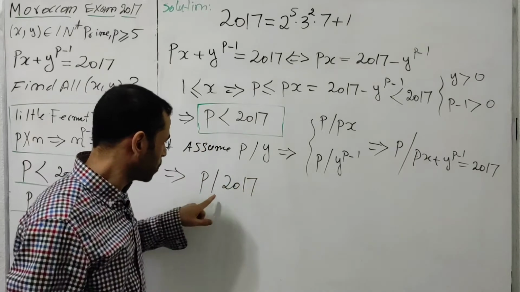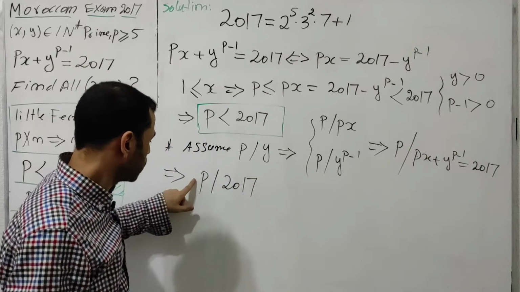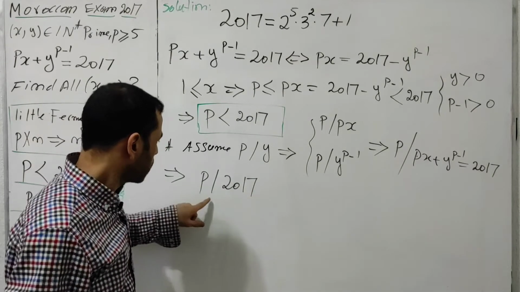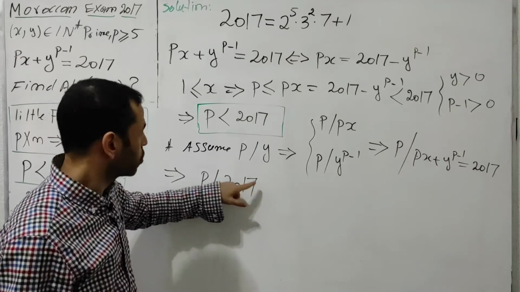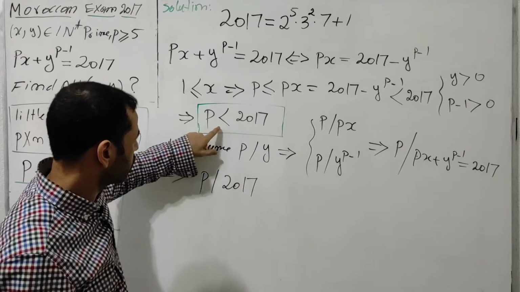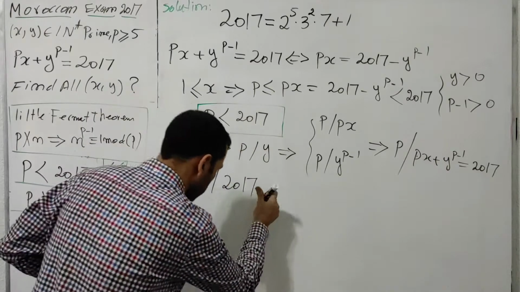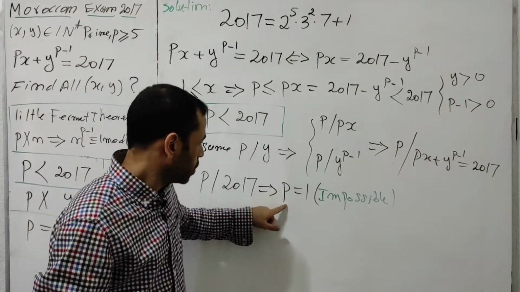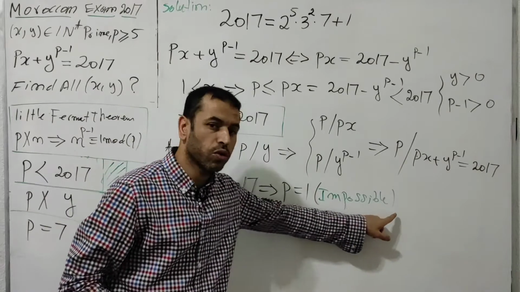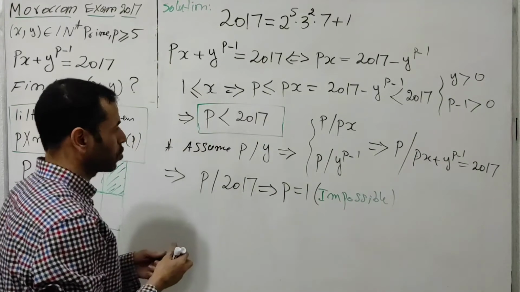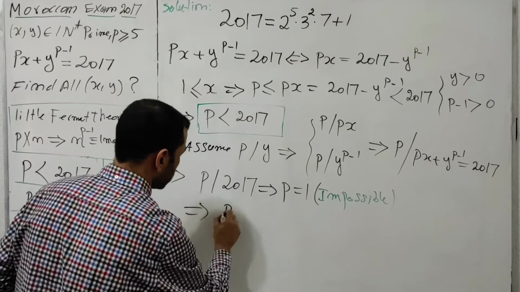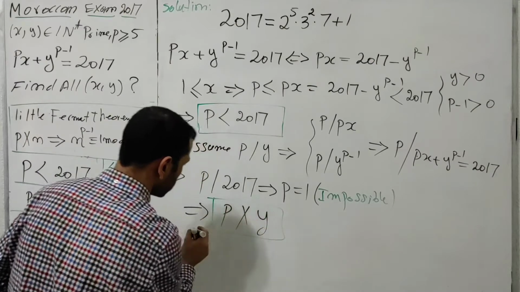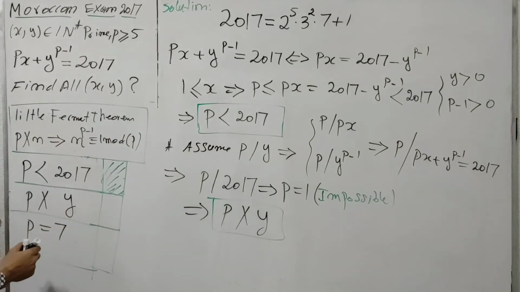The only way to get p divides 2017 is p equals 2017 or p equals 1. p equals 2017 is impossible because we already proved p is strictly inferior to 2017. That means p must equal 1, which is impossible, because p as a prime is always superior or equal to 2. That is a contradiction. That means p does not divide y. Now we have proven this second fact.